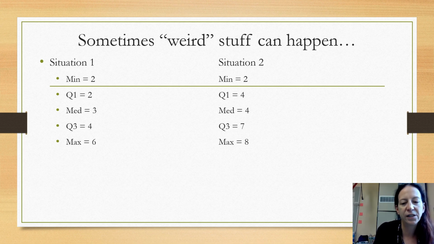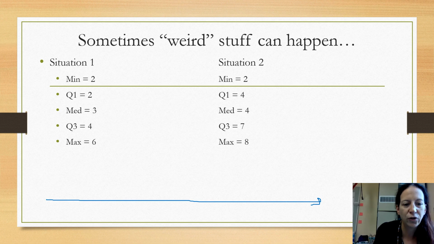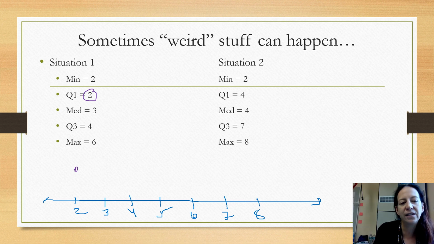All right. So sometimes some weird stuff can happen, so I want to address this before I move on. We'll do a number line down here that goes from 2 to 8. So we have 2, 3, 4, 5, 6, 7, and 8. So on this first one, I mark my minimum, and then what you'll notice is that my first quartile is actually the same number as my minimum. So I can't put another dot there. I mean, I could, but I won't be able to see it.